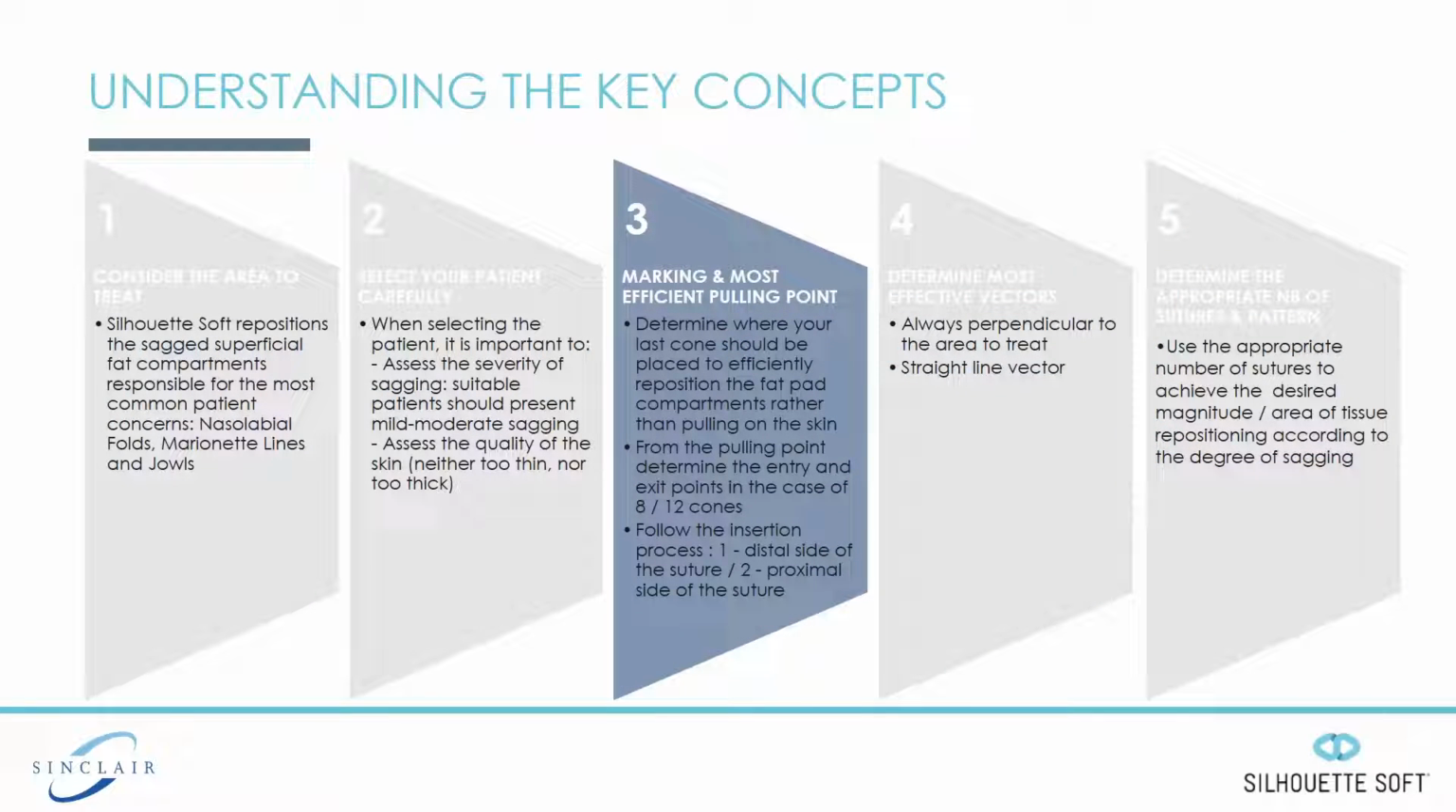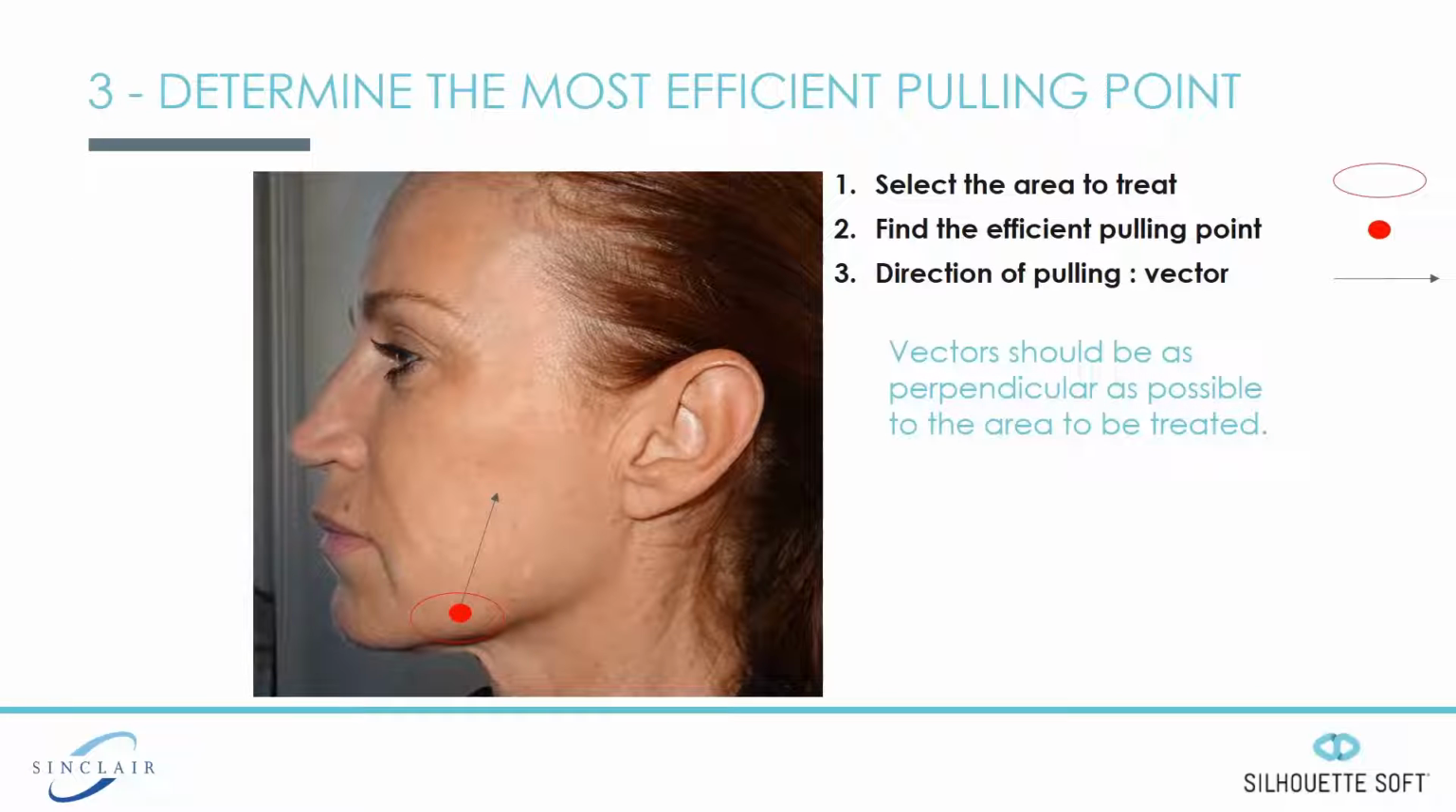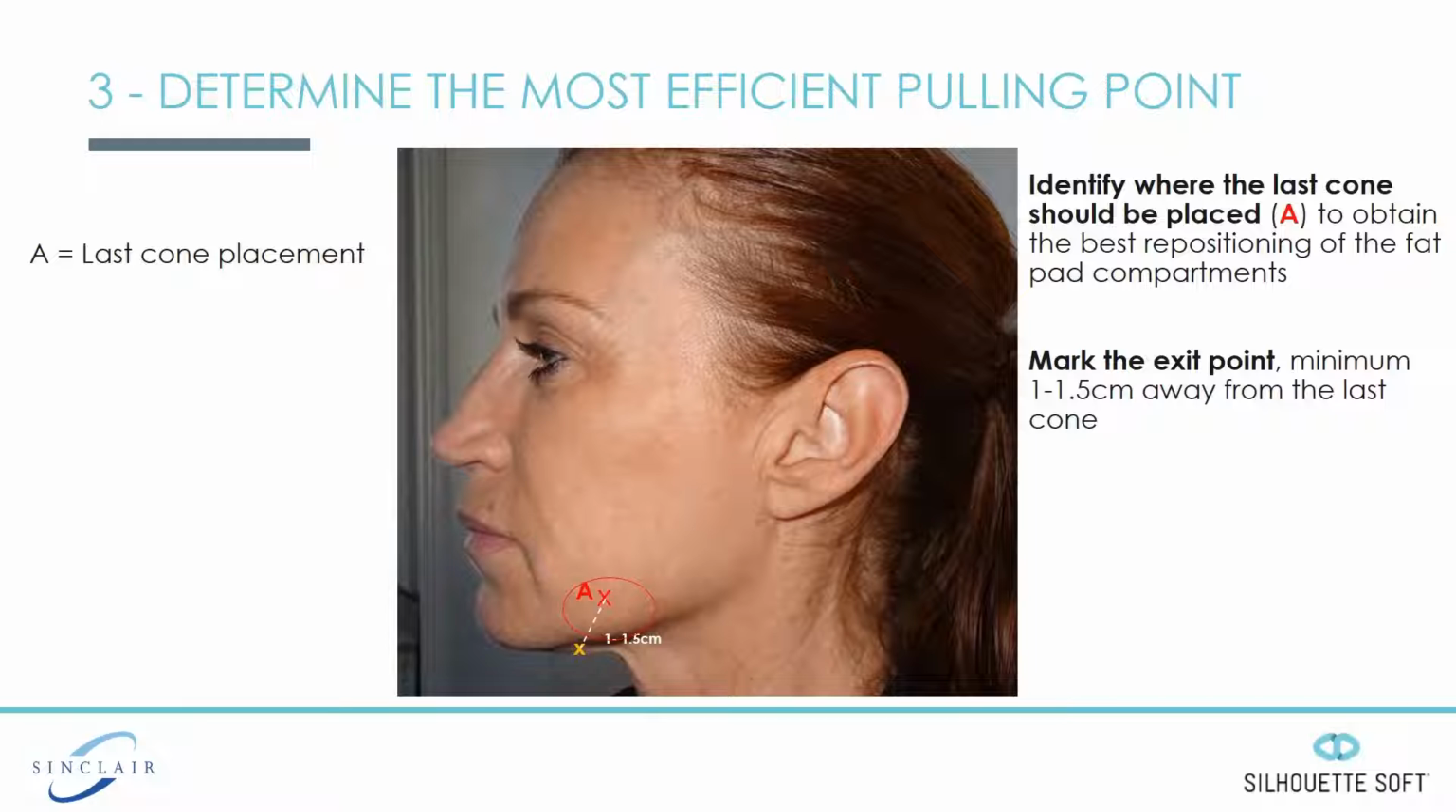Third, we need to determine the most efficient pulling point. In order to determine the most efficient pulling point, we have to select the area to treat and establish where we are going to apply the pulling force. We can then determine the vectors. This is the direction of pulling, which should be as perpendicular as possible to the area to be treated. Once we have identified the most efficient pulling point and thus where the last cone needs to be placed, identified as point A here, we have to mark the exit point, 1 to 1.5 centimeters away from the last cone, at point B.